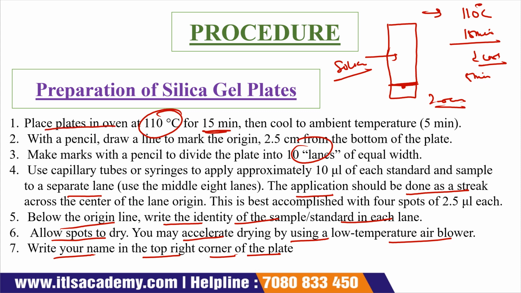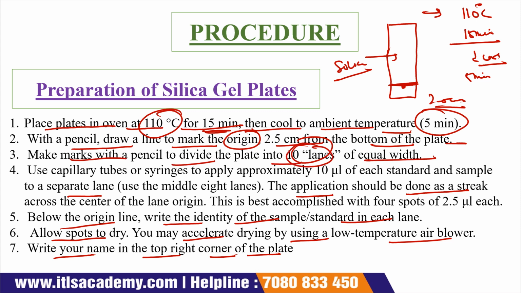Place a plate in oven at 110 degrees Celsius for 15 minutes, then cool it to ambient temperature for 5 minutes. Now with a pencil, draw a line to mark the origin 2.5 centimeter from the bottom of the plate, and make a mark with pencil to divide the plate into 10 lines of equal width. Suppose that here we make 10 lines, and they should be of equal width.